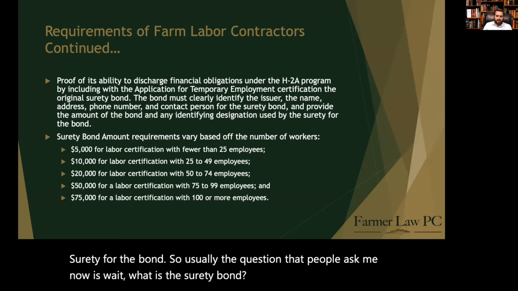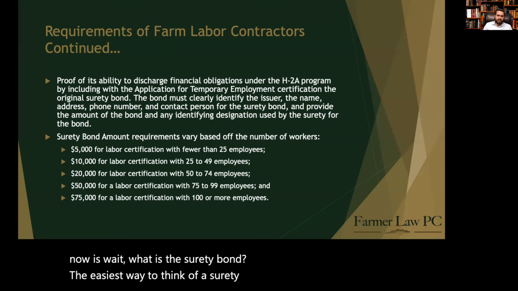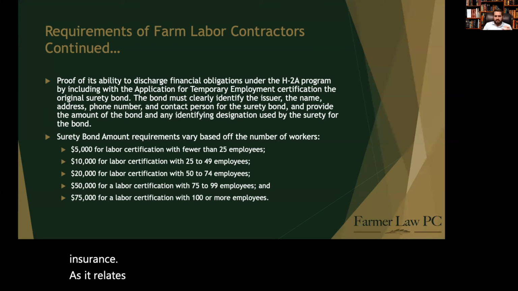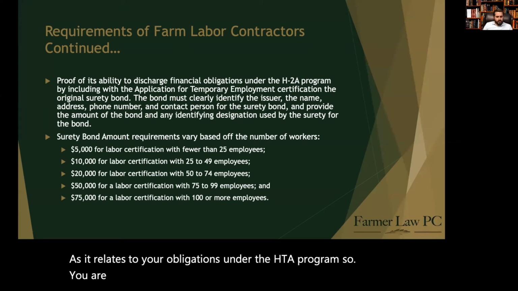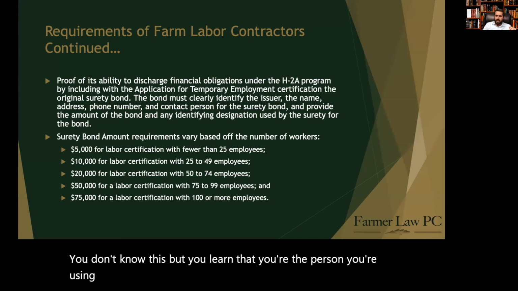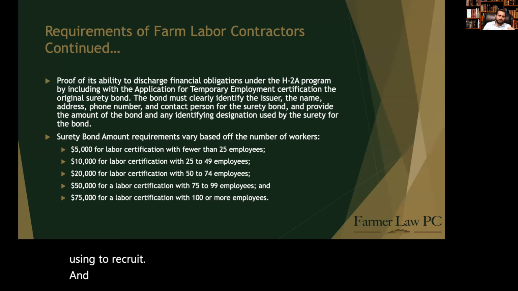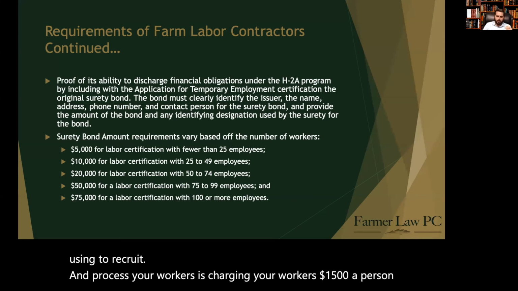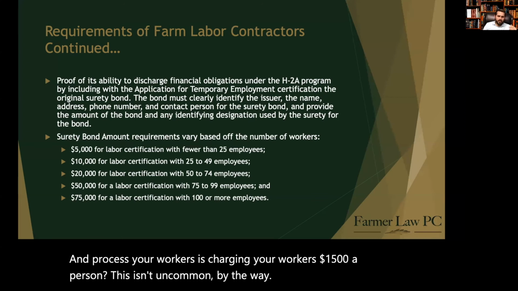The easiest way to think of a surety bond is just think of it as insurance as it relates to your obligations under the H-2A program. So you are an H-2A employer. You don't know this, but you learn that the person you're using to recruit and process your workers is charging your workers $1,500 a person. This isn't uncommon, by the way. The Department of Labor doesn't care whether you knew about it or not.